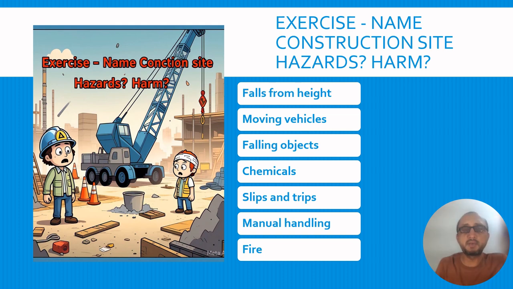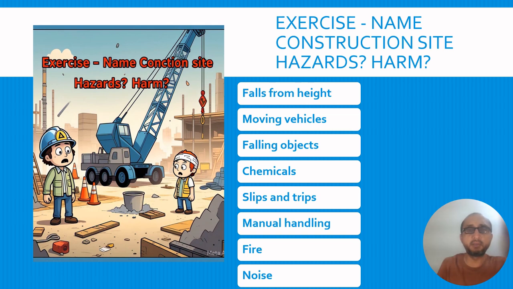Falling objects from the working at height platforms, or rolling stone in the excavation, or maybe the loads you are lifting. Different chemicals you are using, petrol, diesel, or other paints, etc. Slip and trip hazard is very common due to poor housekeeping. Then a lot of manual handling is involved in the construction site. Then fire hazards come due to the combustible or flammable materials. Then high noise may be due to the power tools or the heavy equipment.